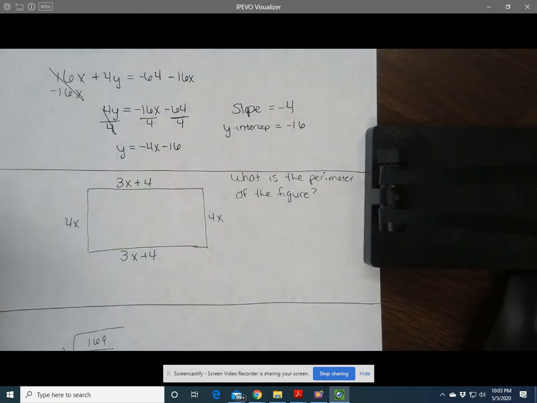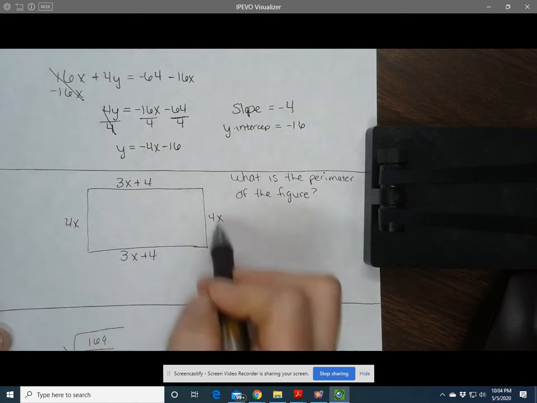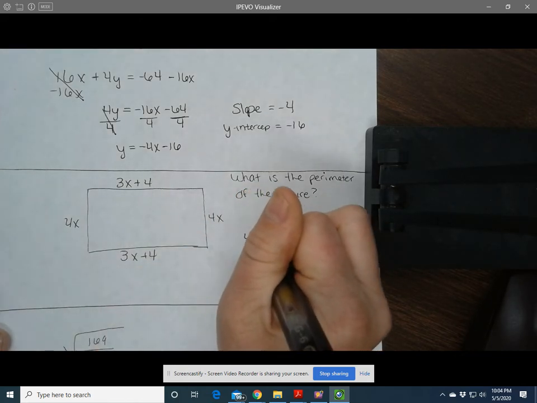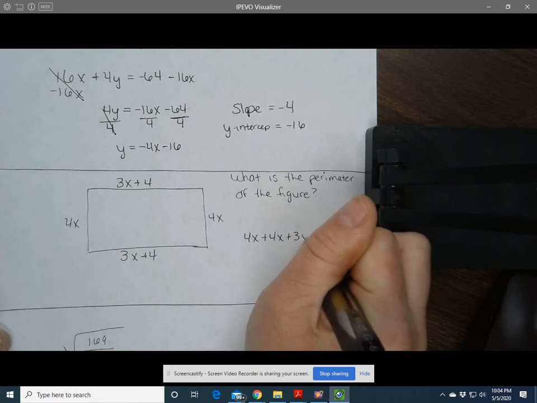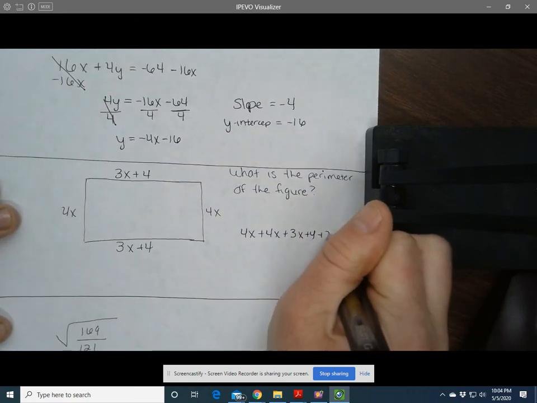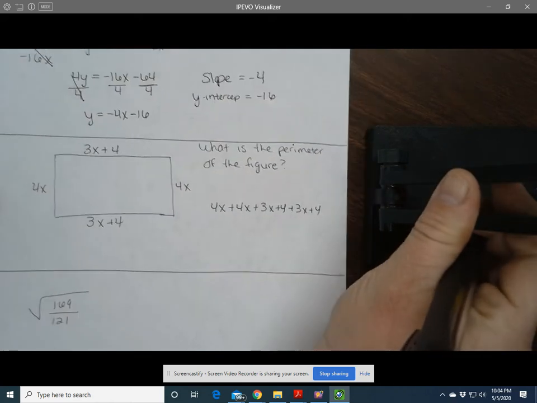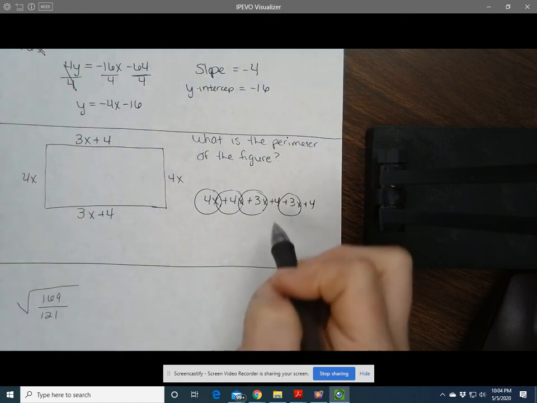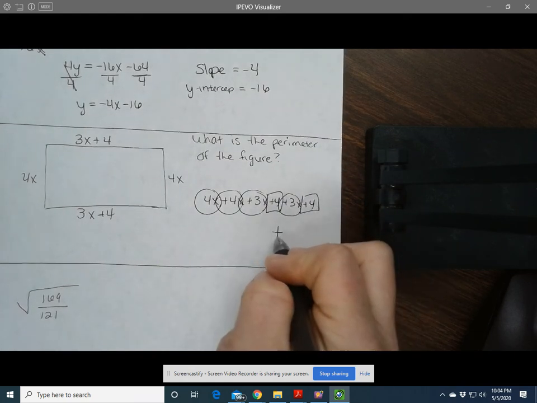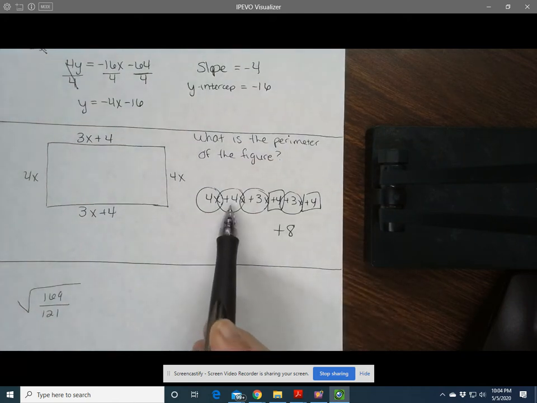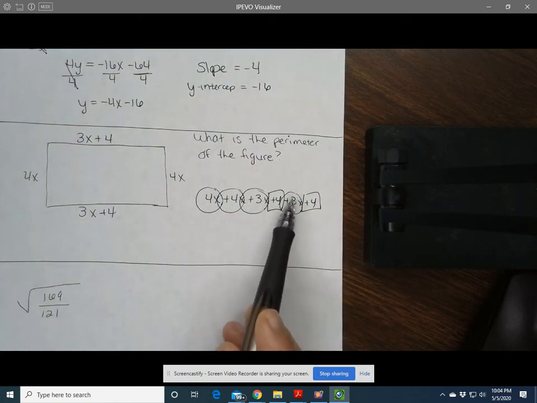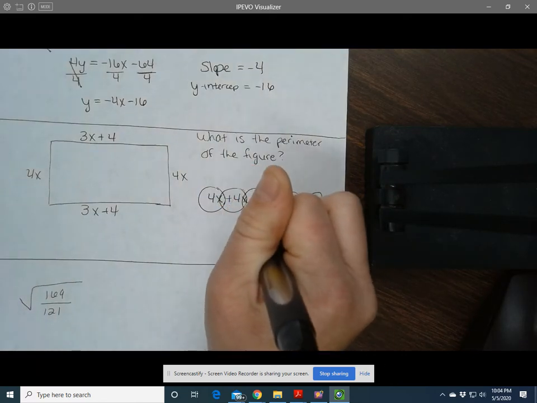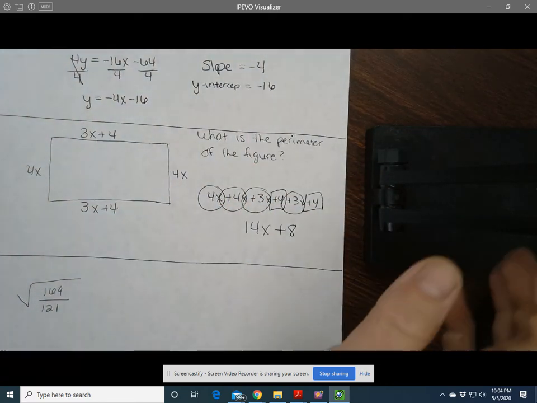Now, this one is just like a combining like terms, but they like to throw you off. They're going to give you a figure and say, what's the perimeter of it? And they're going to give you things that aren't just numbers. So in order to get the perimeter, you just add all the sides up, right? So you're going to say 4x plus 4x plus 3x plus 4 plus 3x plus 4. So if you add all of these up, you add up all of your x's just like you would combining like terms. And then you add up all of your numbers. So the numbers is going to be plus 8. And then we have 4x, and 4x is 8x, 9, 10, 11, 12, 13, 14. So the perimeter of this is 14x plus 8.